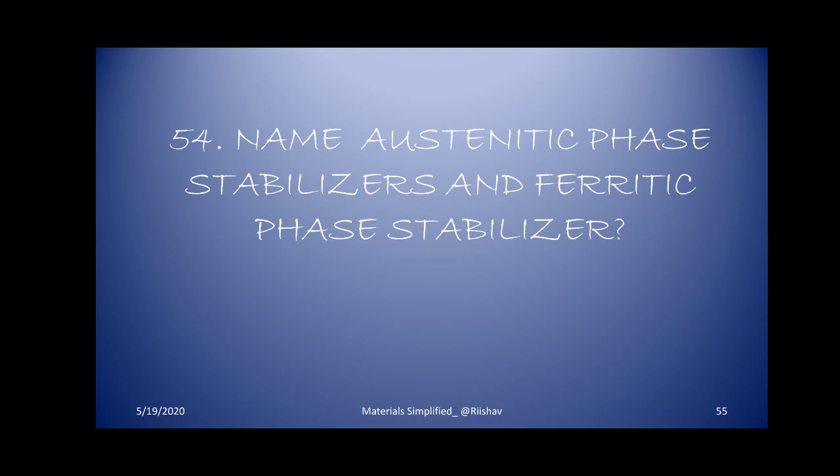Name austenitic phase stabilizers and ferritic phase stabilizers. Okay, austenitic phase stabilizer is nickel and ferritic phase stabilizer is chromium.